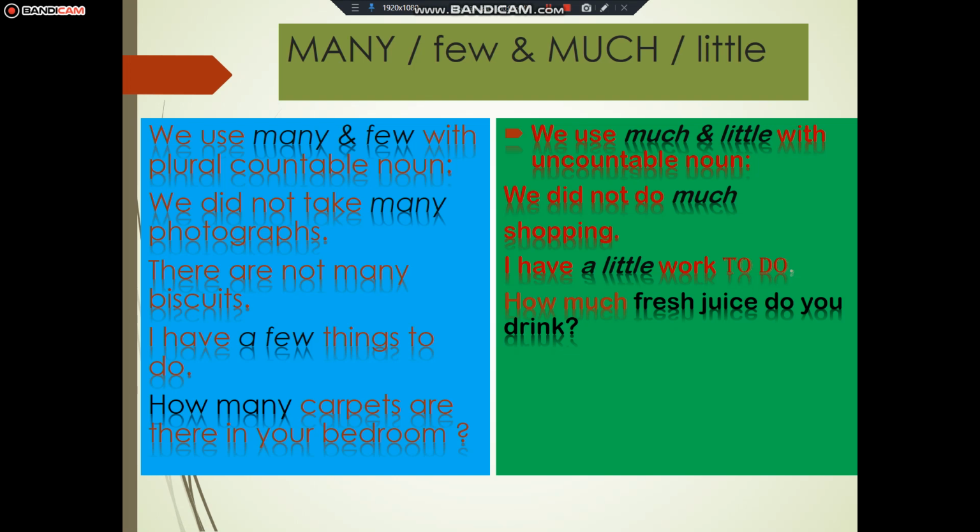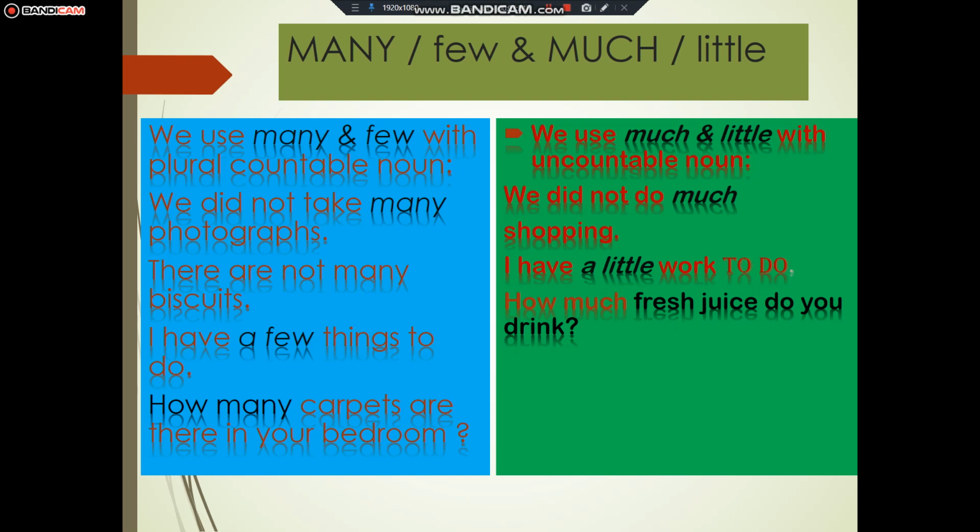So what is the difference? Listen to me guys. When I say: we didn't do much shopping. I have a little work to do. How much fresh juice do you drink? Question mark. The difference is that we use little to talk about small quantities. So for example, he only wanted a little food. But we use much to talk about large quantities, in negative sentences and questions.